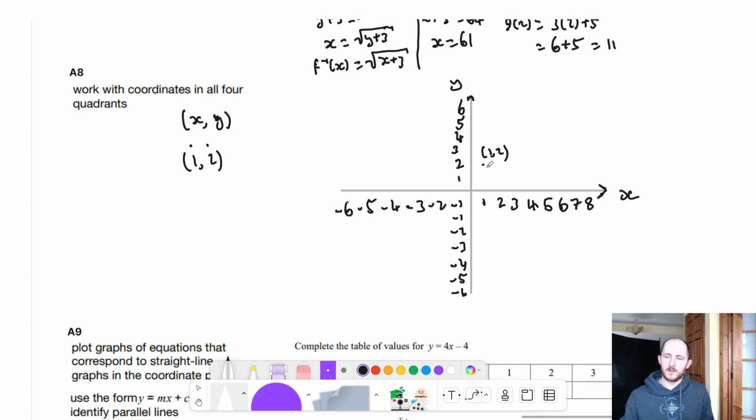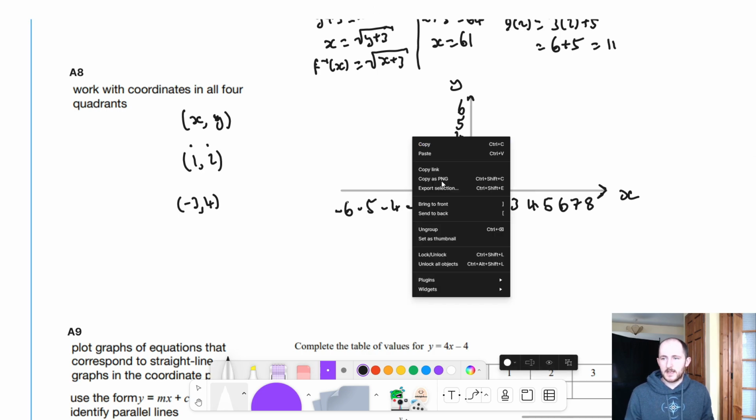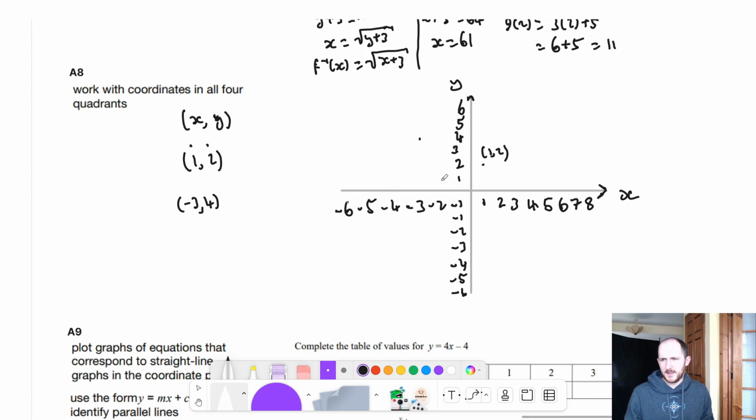Well, if you notice, if I look at the quadrants here, the top right quadrant, which is sometimes called the first one, is all positive, right? We have positive x and positive y. Now if I go to this quadrant here, sometimes called the second quadrant, x is negative and y is positive. So you might have something like (-3, 4). So I go -3 along and I go 4 up. So that's what they mean. That's what they mean by being able to use coordinates in all 4 quadrants.